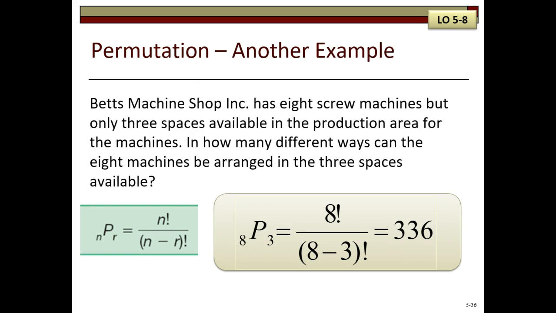Now let's look at another example of permutation. Bet's machine shop has 8 screw machines, but only 3 spaces available in the production area for the machines. In how many different ways can the 8 machines be arranged in the 3 spaces available? So in this instance, 8 is our total number, our n value, and r is 3, which is the number that we have selected. So we are going to do this.